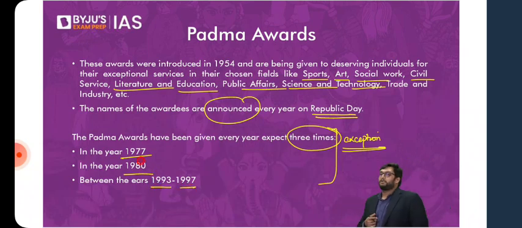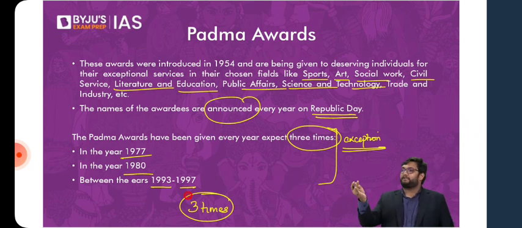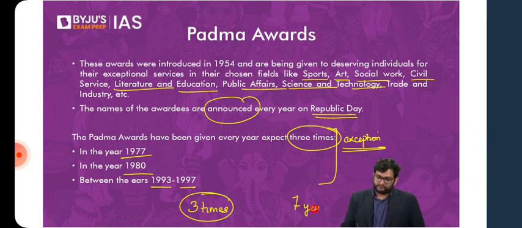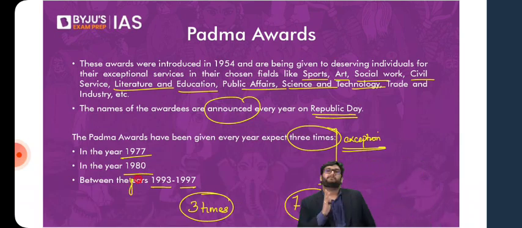But 3 times. So in the examination, look for what it says: 3 times or 3 years. 3 years is incorrect because 93, 94, 95, 96, 97 is 5 years here, plus 2 more. So 7 years it was not given. On the other hand, 3 times it was not given. Getting my point? These are the things which UPSC plays with.